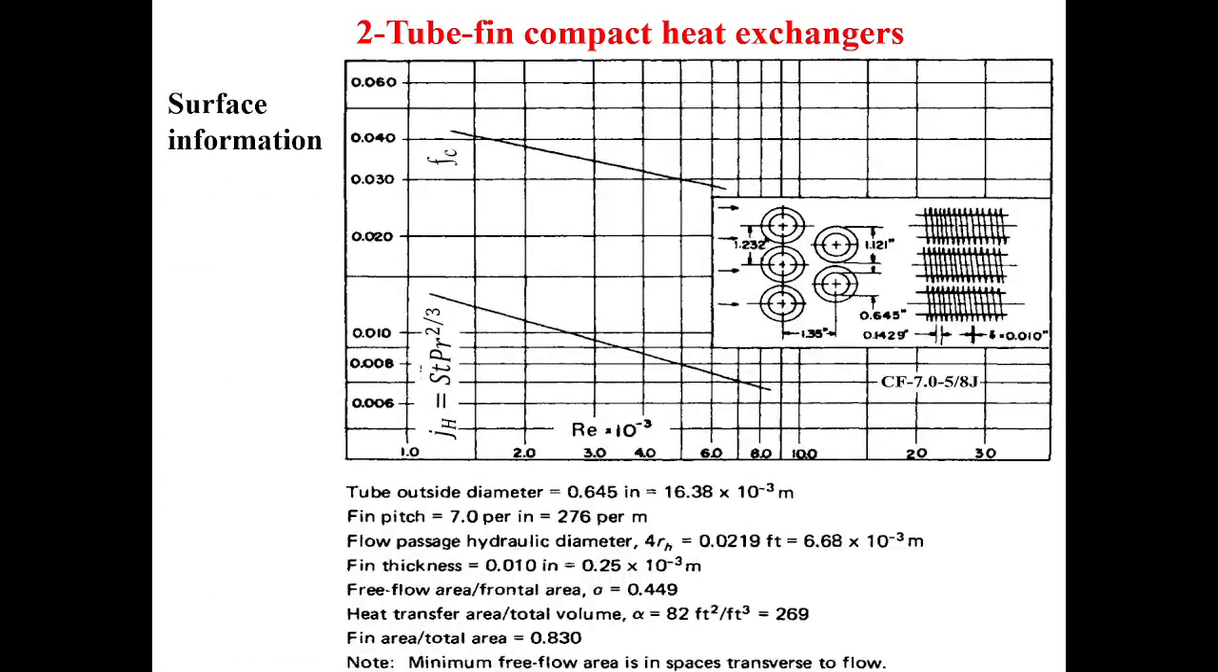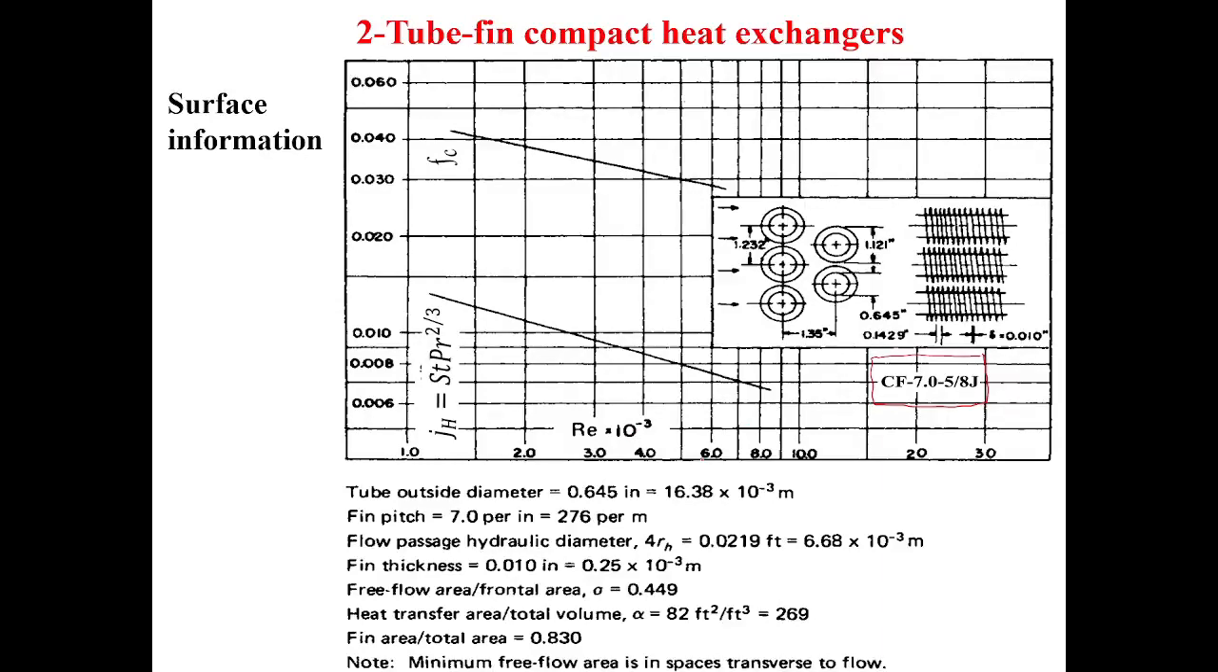I am going to show you some of the information about the tube fin surfaces, tube fin compact heat exchangers, from the book of Kays and London. This is one type of surface, which is a circular fin and circular tube. The surface designation is as you can see here, CF-7.0-5.